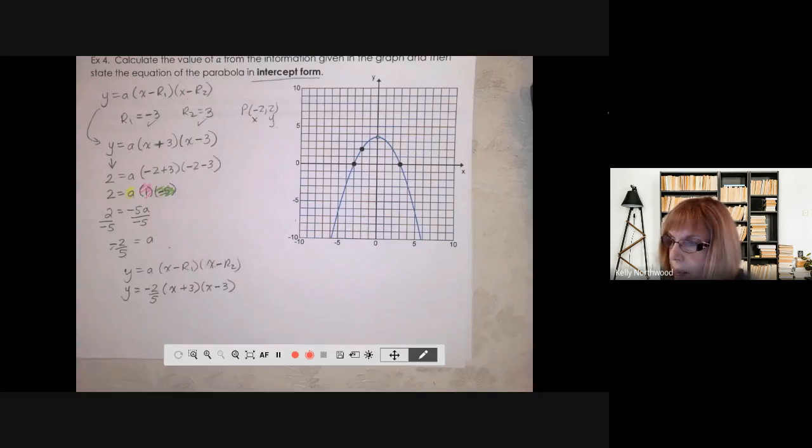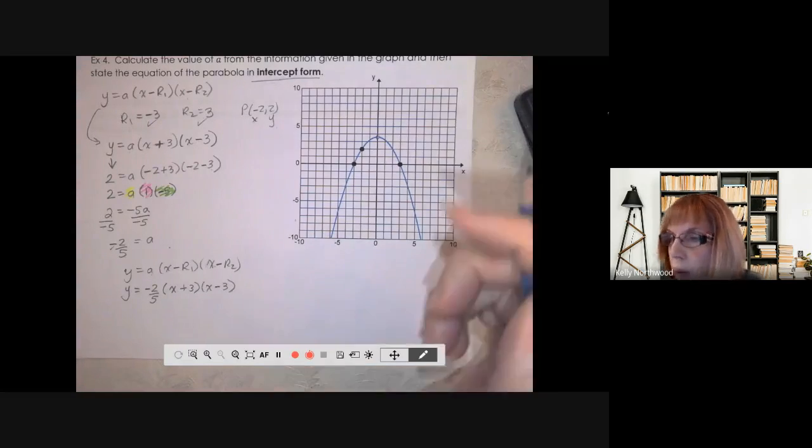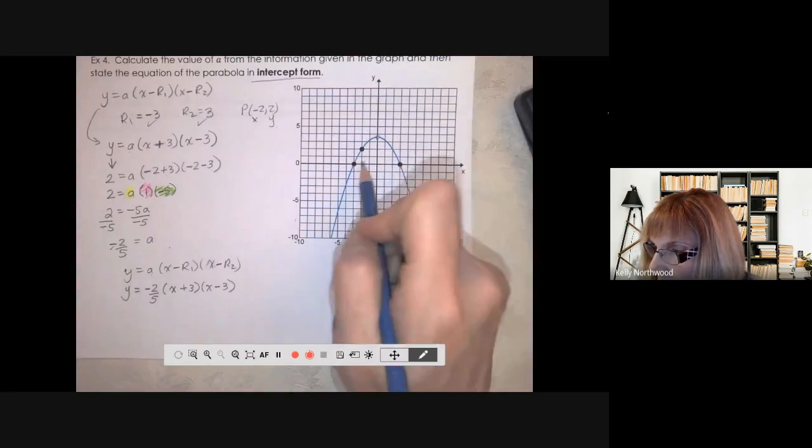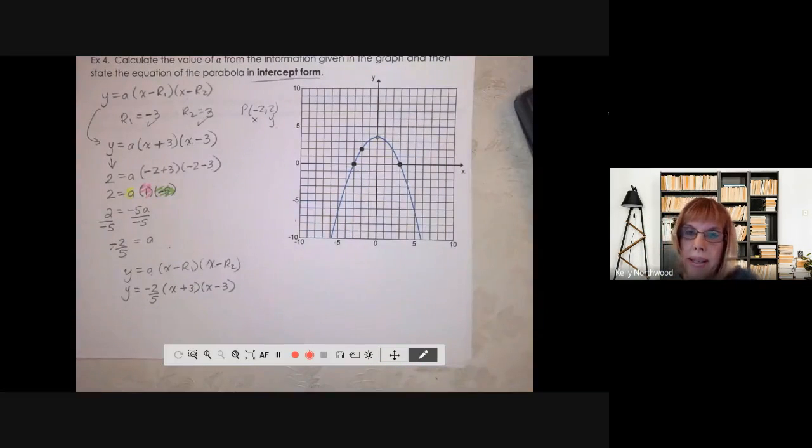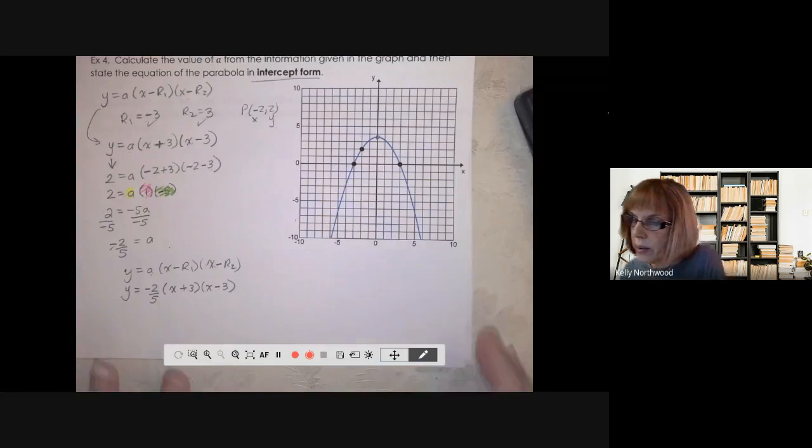Okay, so that's an example of where you use intercept form to calculate the A. And why did we do that? It's because we were given the intercepts this time and we weren't given the vertex or the exact coordinates of the vertex. So it's always going to be between vertex form and intercept form, and it depends on the info that you're given in the question.